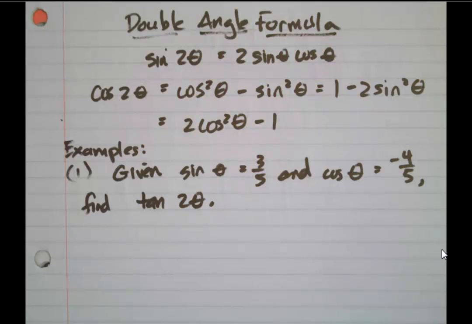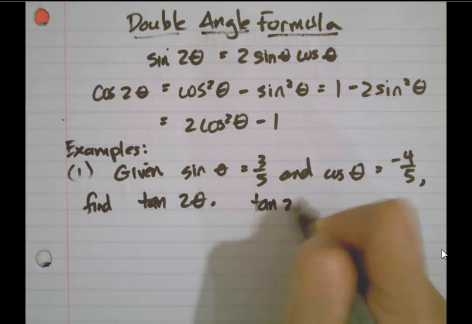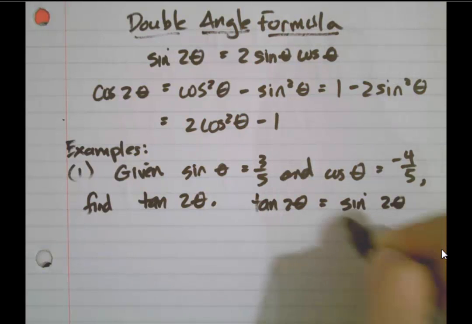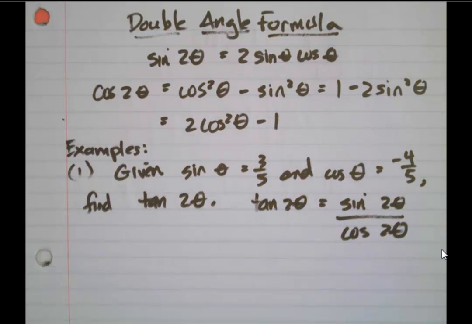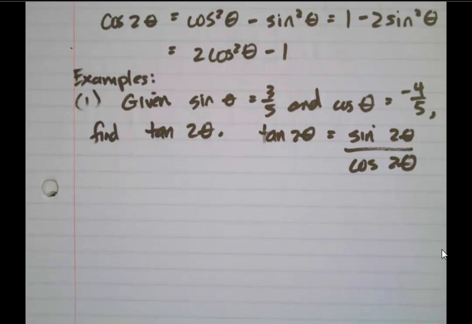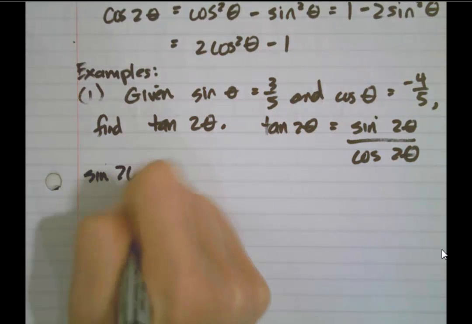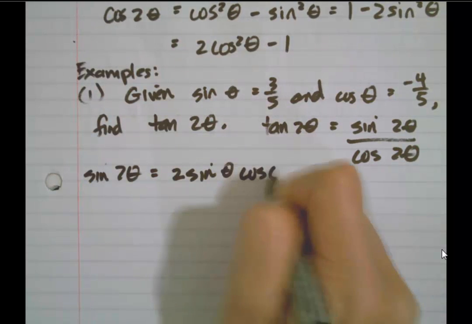Number one, given sine theta equals 3/5 and cosine theta equals -4/5, find tan of 2 theta. So we know that tan of 2 theta is equal to sine of 2 theta over cosine 2 theta. So we're going to have to find the numerator and the denominator. So let's go ahead and use our formulas. So sine of 2 theta equals 2 sine theta cosine theta.